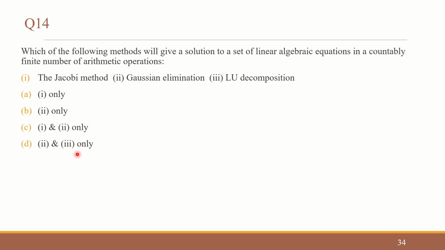So the answer is Gauss elimination and LU decomposition. So the answer is option D, that is 2 and 3, because these are direct methods, whereas Jacobi method is an iterative method. So Jacobi method will take time to get the solution, whereas Gaussian elimination and LU decomposition will give the solution directly. So we will get the solution in a countably finite number of arithmetic operations.